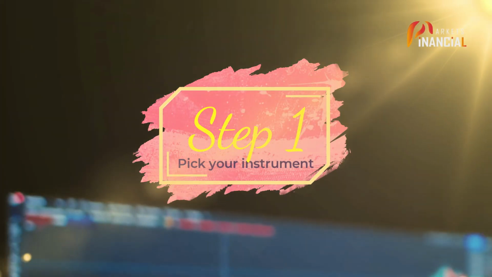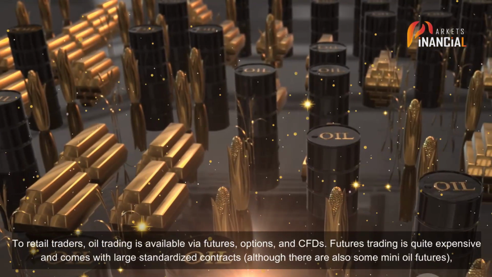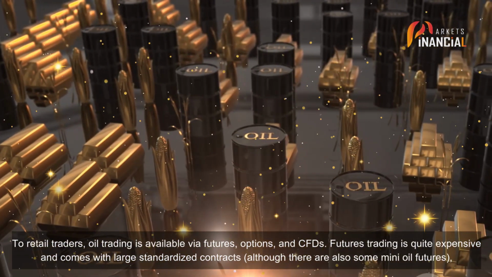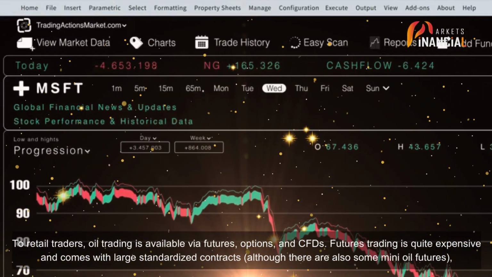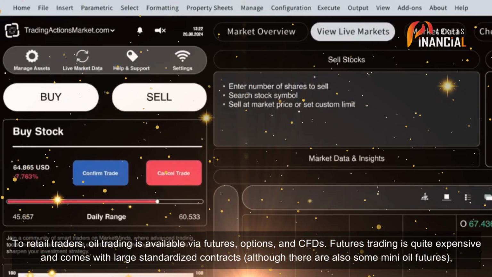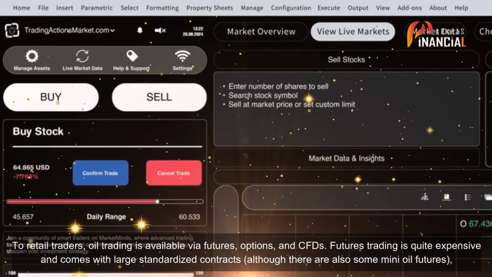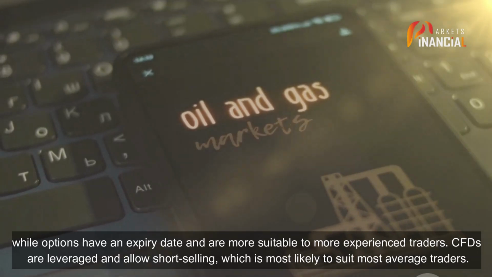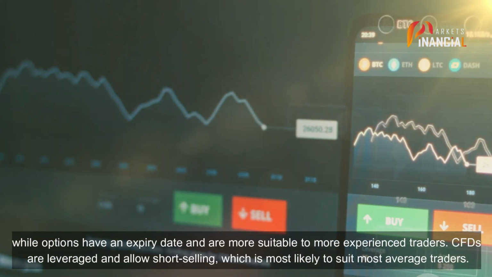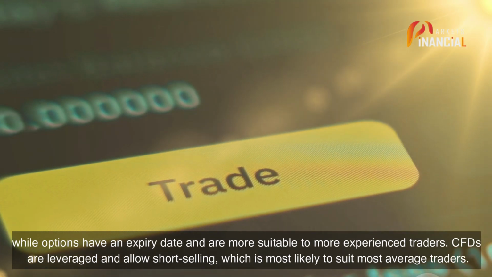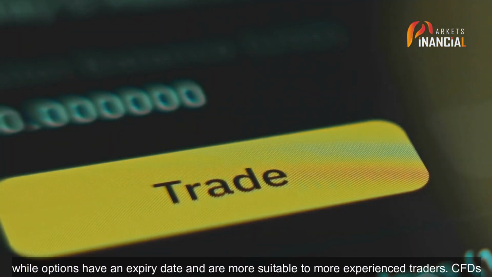Step 1. Pick your instrument. To retail traders, oil trading is available via futures, options, and CFDs. Futures trading is quite expensive and comes with large standardized contracts, although there are also some mini oil futures, while options have an expiry date and are more suitable to more experienced traders. CFDs are leveraged and allow short selling, which is most likely to suit most average traders.